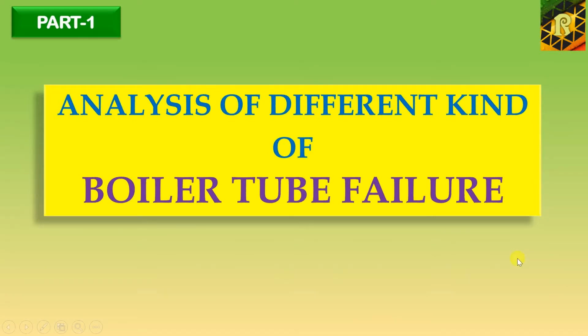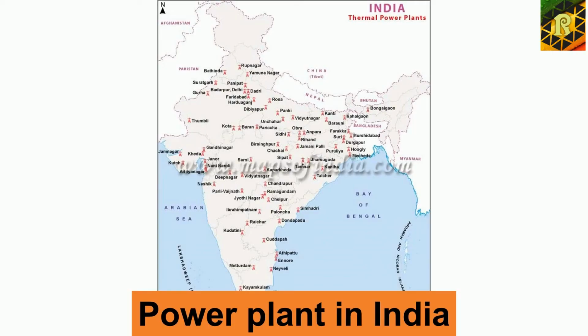Namaste dosto. Today's topic is analysis of different types of boiler tube failure. Boiler tube failure is a major cause of forced outage in thermal power plants. This presentation has been prepared based on analysis of different kinds of boiler tube leakages that occurred in thermal power plants in various locations in India.